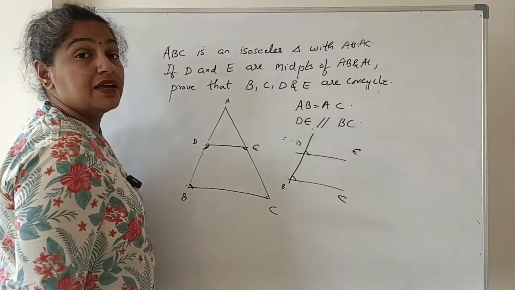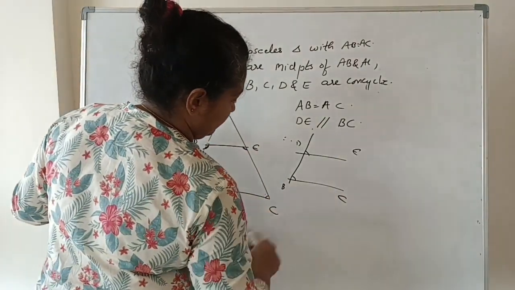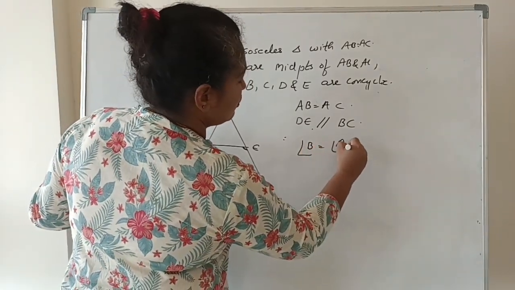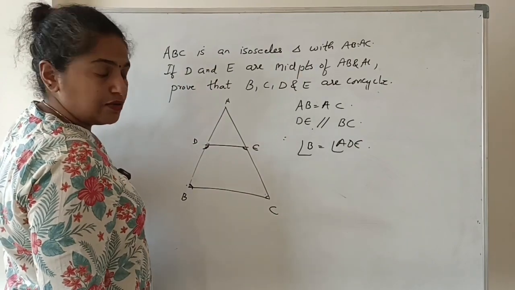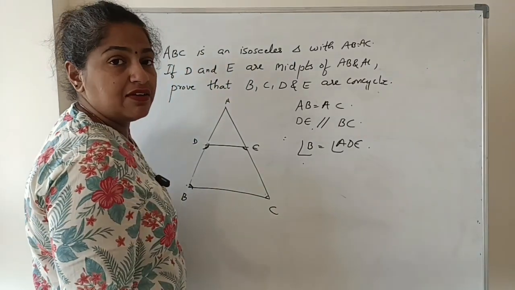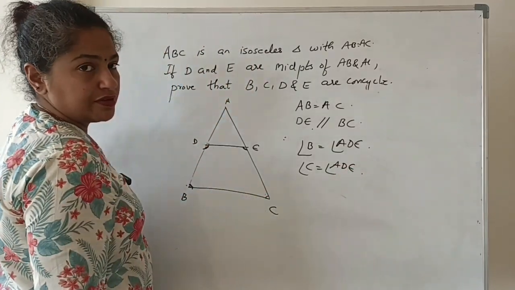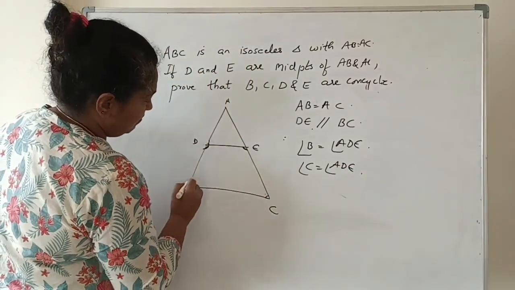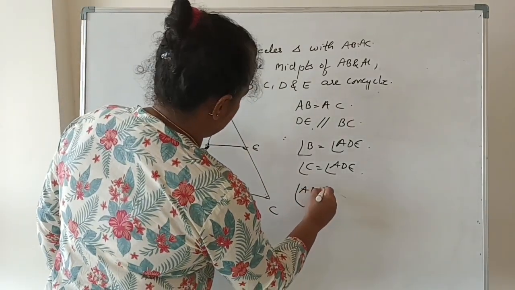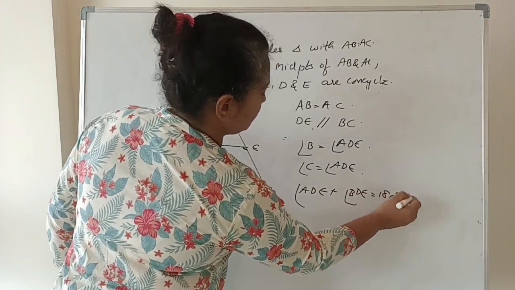This and this are corresponding angles. So I can say that angle B is equal to angle ADE, using the property of parallel lines and transversal. Okay. Angle B is equal to angle C, we already know, because they are the base angles of the isosceles triangle. So I can say angle C is equal to angle ADE. Okay. Now angle ADE plus this angle is equal to 180. They form a linear pair. So angle ADE plus angle BDE is equal to 180.